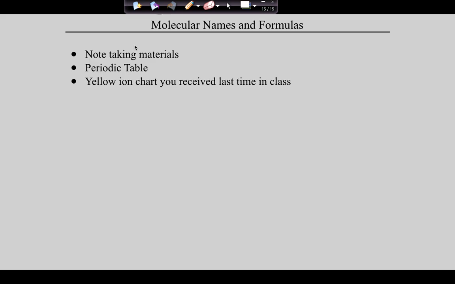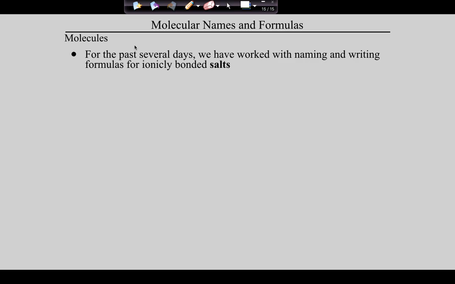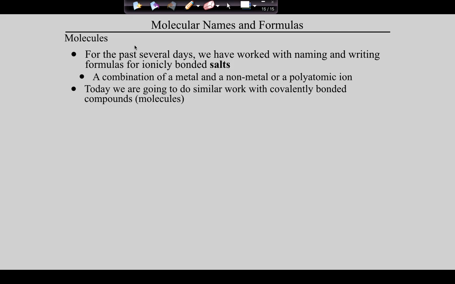All right, so why don't we go ahead and get started? So again, this is where we are right now. You should be proficient at writing the names and formulas for these ionically bonded salts, simple and complex. Now we're ready to move past this. We understand that salts are a combination of a metal and a nonmetal or a polyatomic, as we said before. What we're going to do now is similar work, this naming and formula writing process, but now we're going to do this with compounds, with molecules.